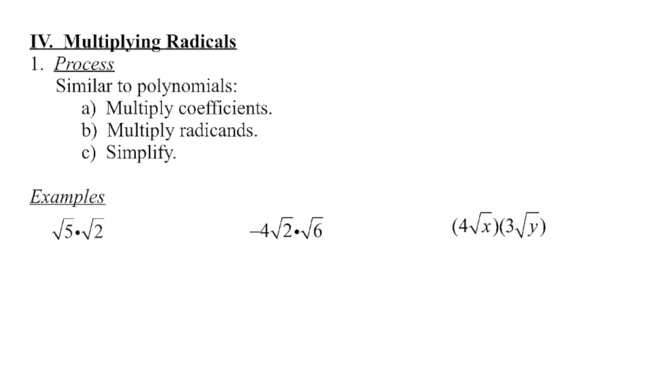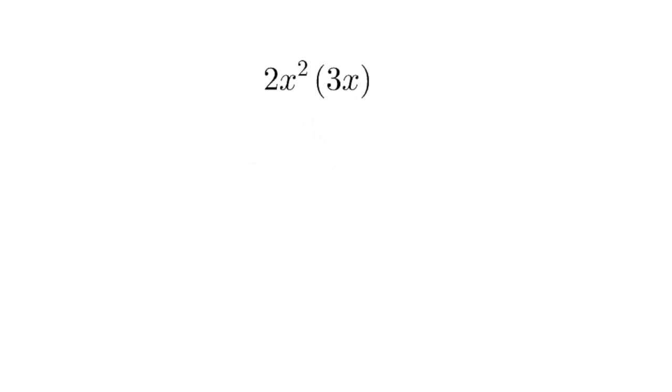When multiplying radicals, keep in mind that the process is going to be similar to how we multiply polynomials. When multiplying two monomials, we multiply the coefficients, 2 times 3 is 6, and then we multiply the powers. These do not need to be like terms. When we're multiplying powers with the same base, we keep the base the same, which is x, and we're going to add those exponents together. So remember, we have an exponent of 1 here. 2 plus 1 gives us x cubed.